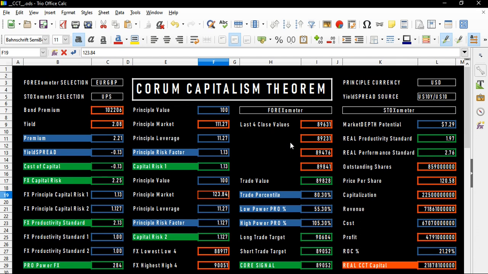The Forexometer, the STOXometer, all created by myself, Joshua Lynn Coram, the creator and developer of Thinkorswim Toolkit and TradingView Toolkit. And what we're going to do now is we're going to look at UPS from a trading perspective at just a chart and see what it really looks like using the TradingView Toolkit. All right, so here we go.